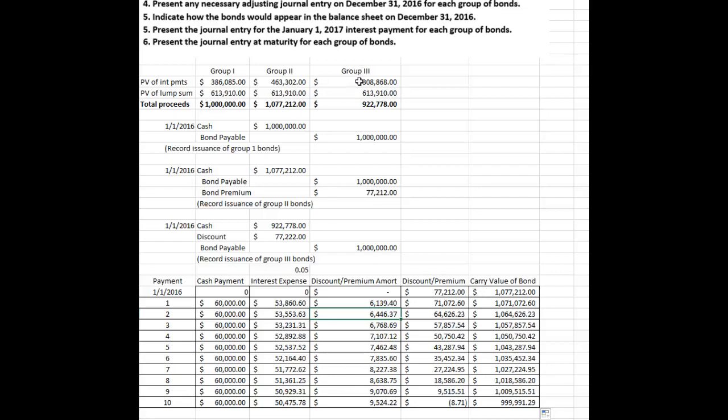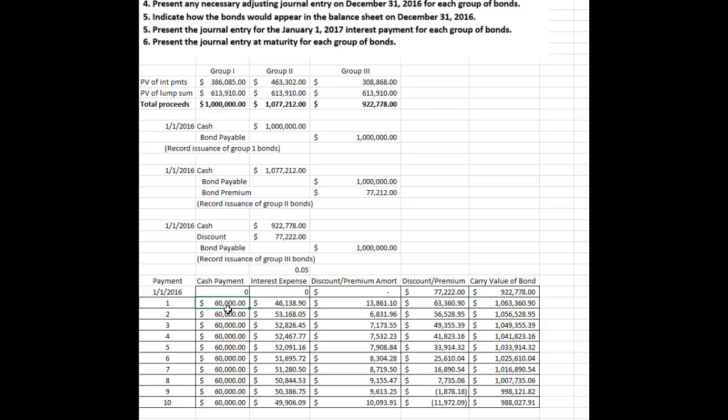Let's do it very quickly now if there's a discount. A couple things change. The discount amount instead of the premium is $77,222. We figured that out here from the prior part of the problem. The carrying value of the bond is no longer the face value plus the discount. It's the face value minus the discount.